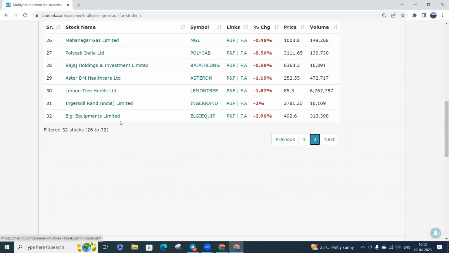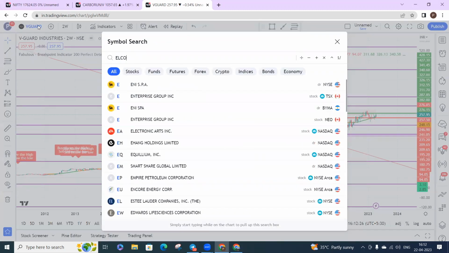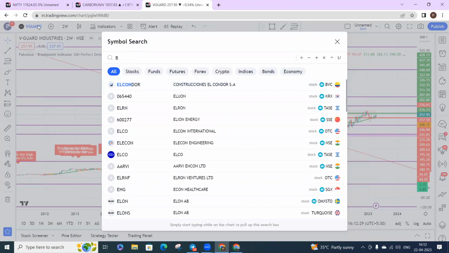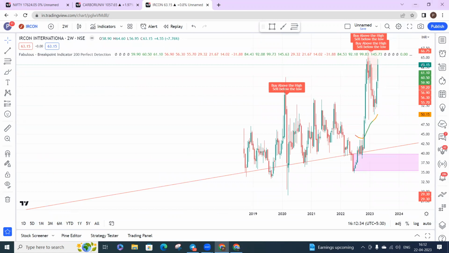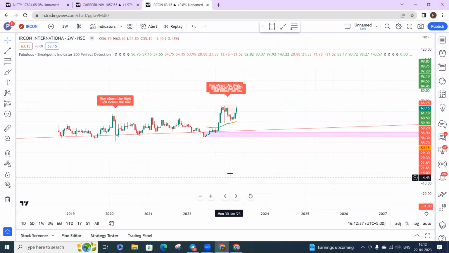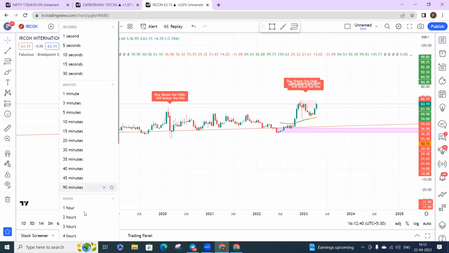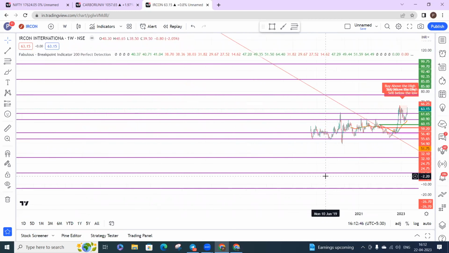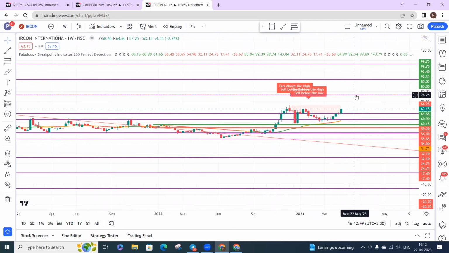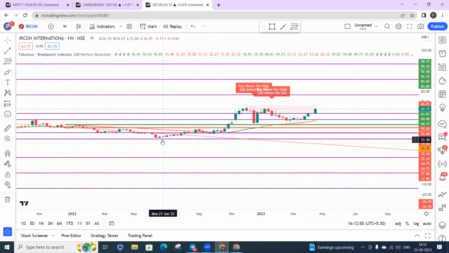Sir, please check IRCON. IRCON International. Okay, it's still not giving anything. I just need to change it to 1 week. It's on the buying level. You can go for it for targets of 76, 92 and 99. It's still on a buy. Like this you need to work on. This becomes your positional kind of trade.